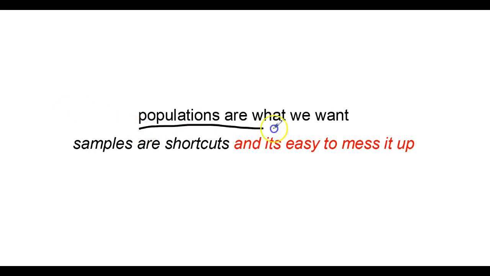Again, populations are what we want. We want to study an entire team. We want to study the entire country. But samples are shortcuts, necessary shortcuts, and it's easy to make a mistake with them. It's easy to do sampling wrong. So we're going to look at different techniques to do it correctly. The first method is called simple random sampling, and we'll often write this as SRS, simple random sampling.